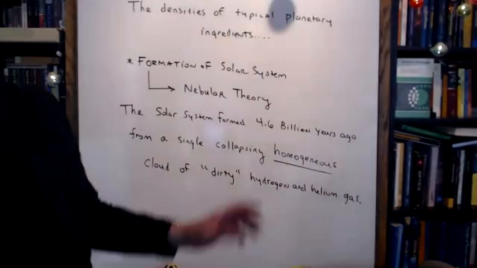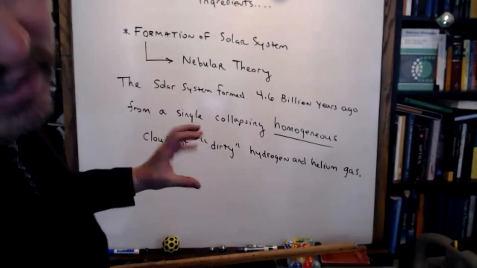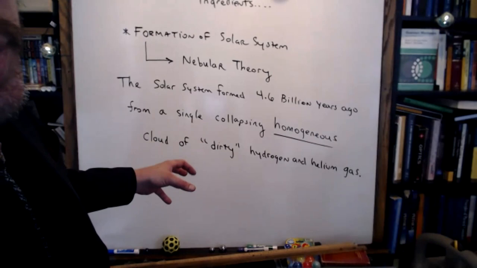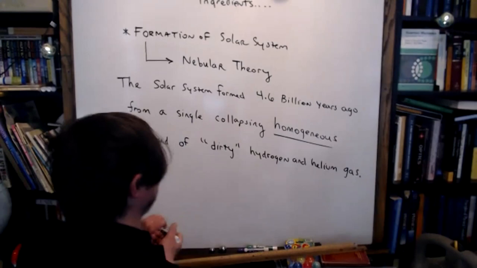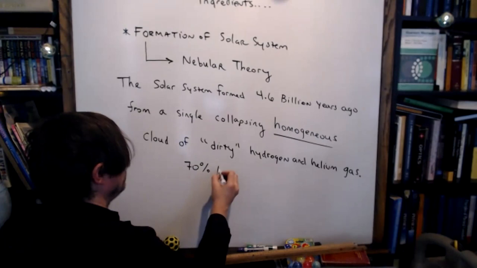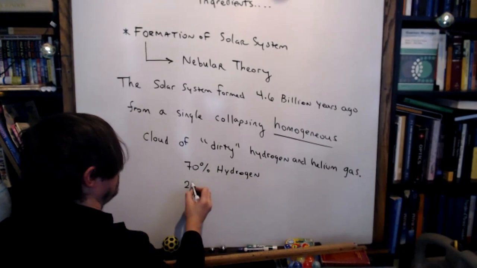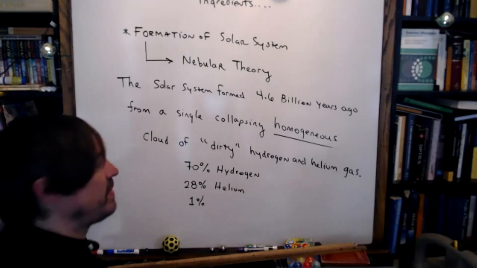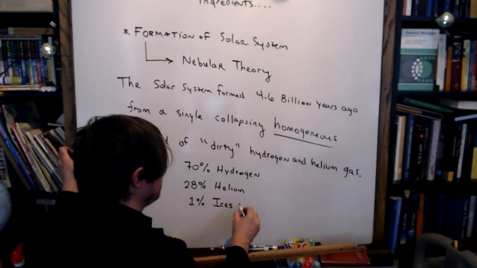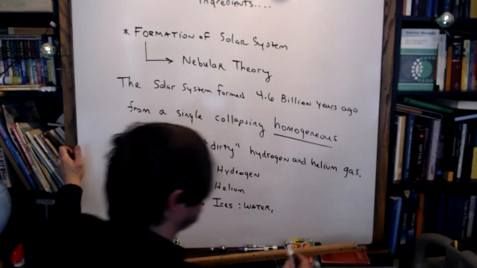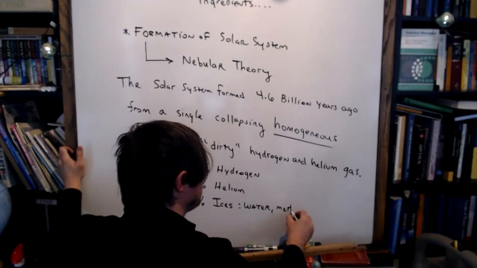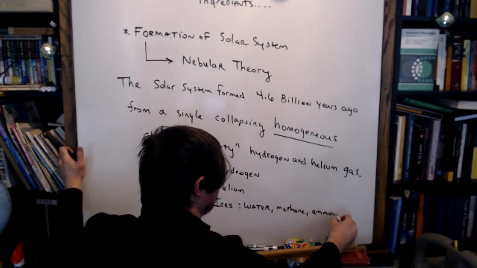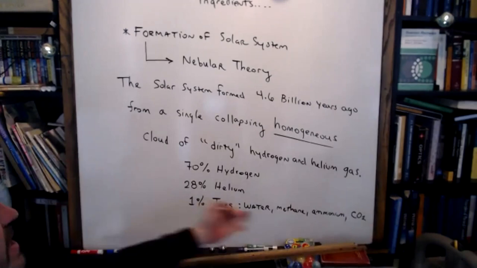Now, when I talk about the dirty composition of hydrogen and helium gas, typically the composition of one of these nebulae is very, very similar to the composition of the sun, if not identical. And that means usually the composition is 70% hydrogen, 28% helium. 1% is usually in the form of ices, which could be elements like water or methane, ammonia, and even carbon dioxide. These are the kind of things you'd find in the ices category.